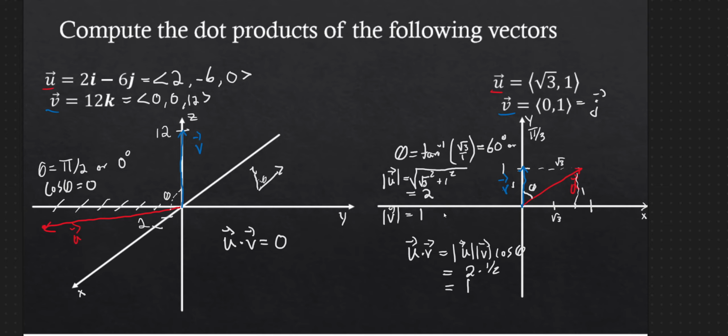In particular, we'd like a better way to compute the dot product. Is there an easier way to compute the dot product?